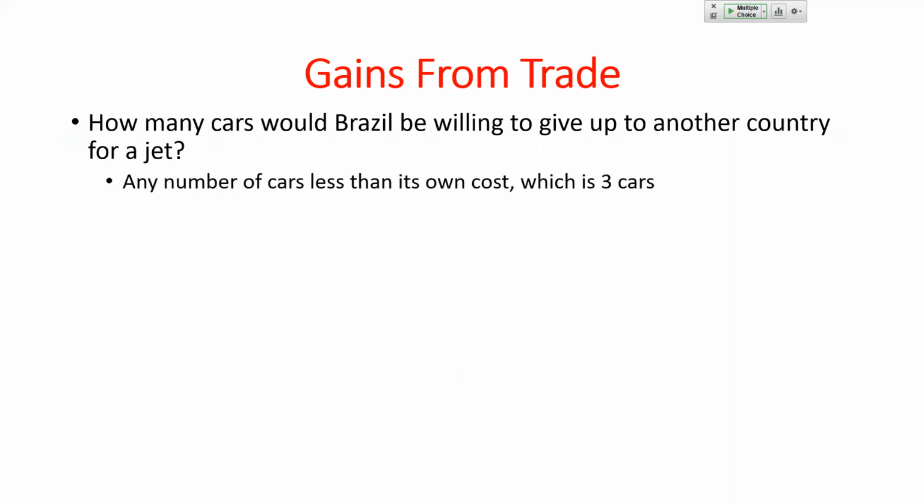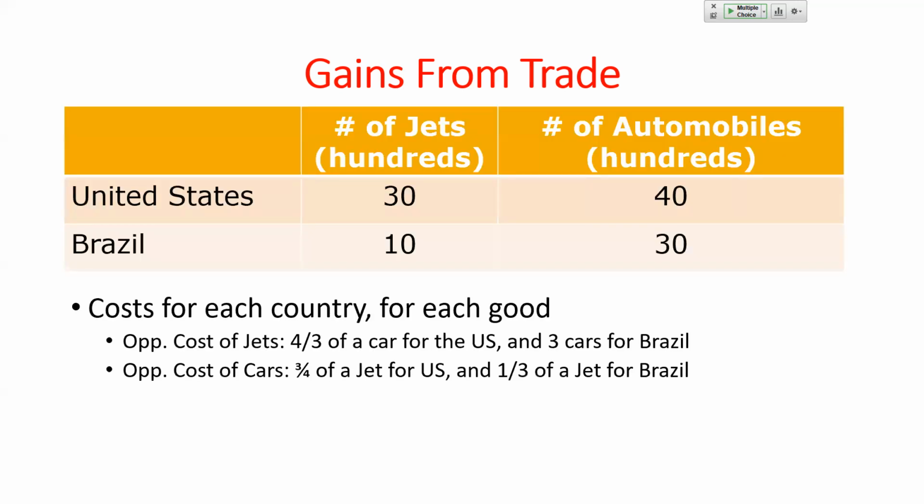So any number of cars that's less than its own cost would be an amount that the US could say, look, it's going to cost us 3/4 of the jet. So we'll pay Brazil any cost below that for an additional car, because if we produce it ourselves, we're giving up 3/4 of the jet. So we'd be willing to give Brazil half a jet, right? That would be a lower cost than if we produce it ourselves.